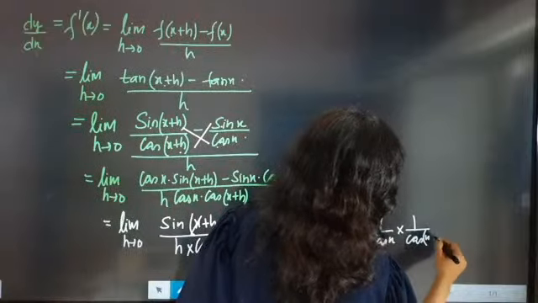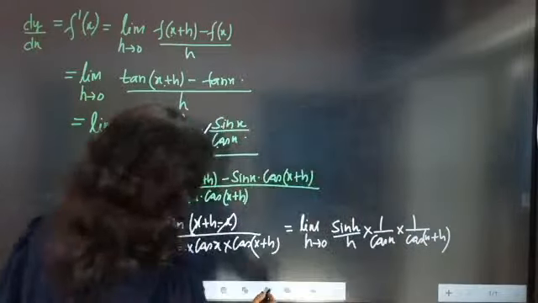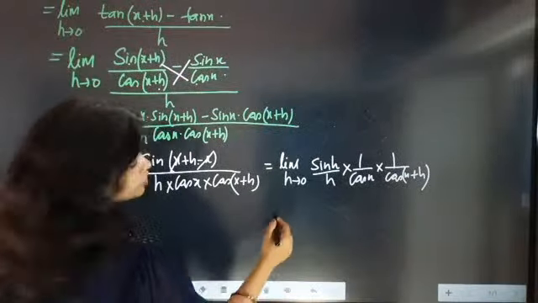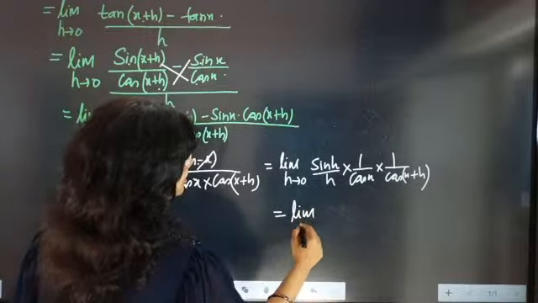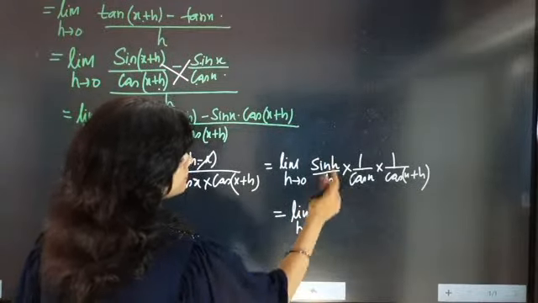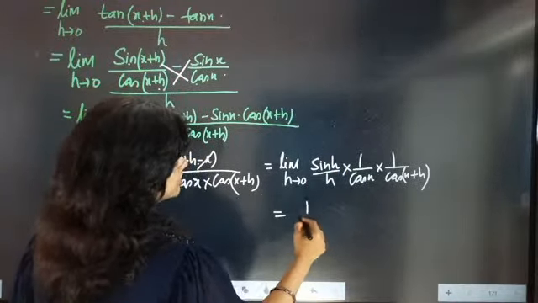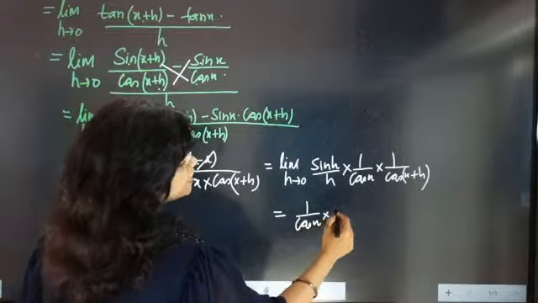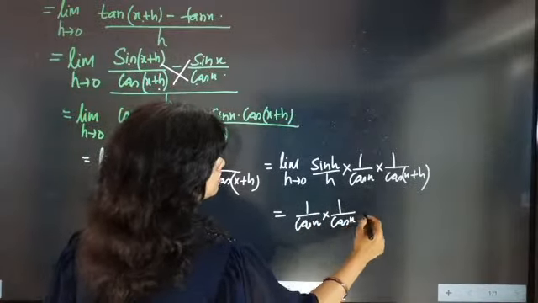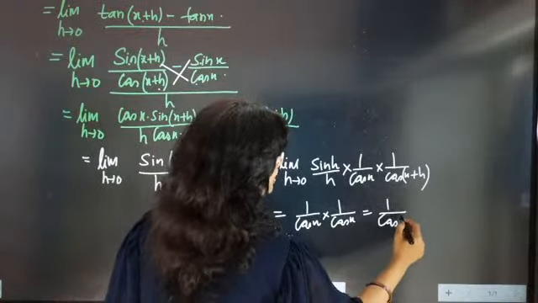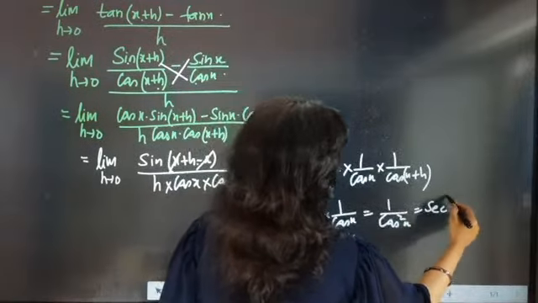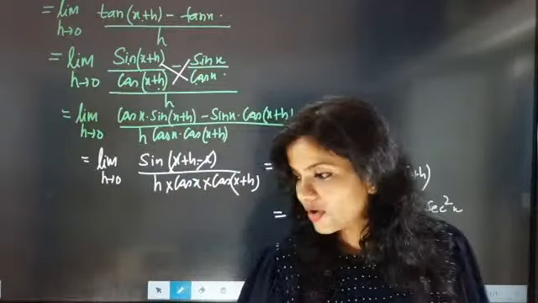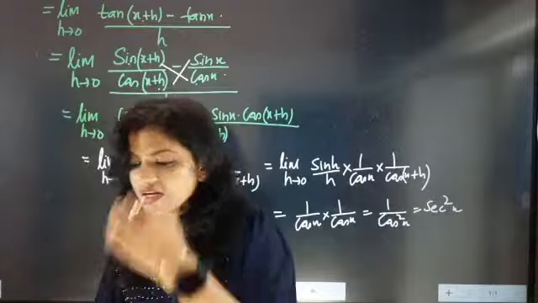So if accidentally this comes by first principle in a school question paper, you will be able to handle it nicely. Here this part is coming as 1. Now this part will be coming as 1 by cos x into 1 by cos x plus 0, which means cos x. So 1 by cos square x, and 1 by cos square x is nothing but secant square x.